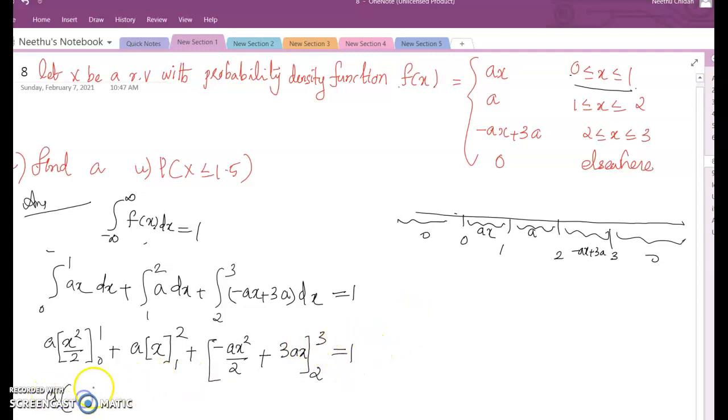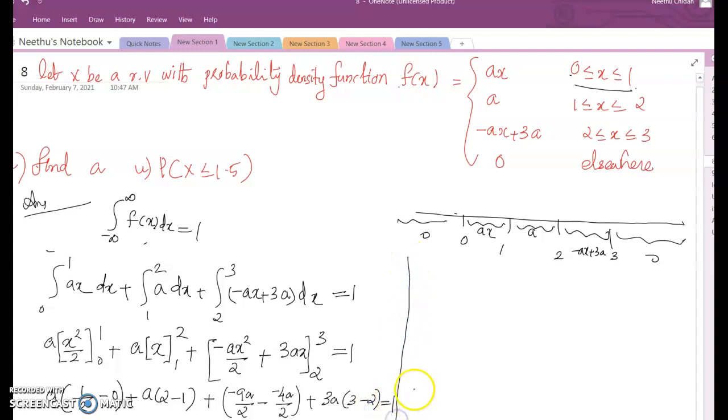That is a into upper limit minus lower limit: 1 square by 2 minus 0 square by 2, that is 1 by 2, plus a into 2 minus 1, plus minus a into 3 square by 2, that is 9a by 2, minus 4a by 2, plus 3a into 3 minus 2. Therefore this is a by 2 plus a.